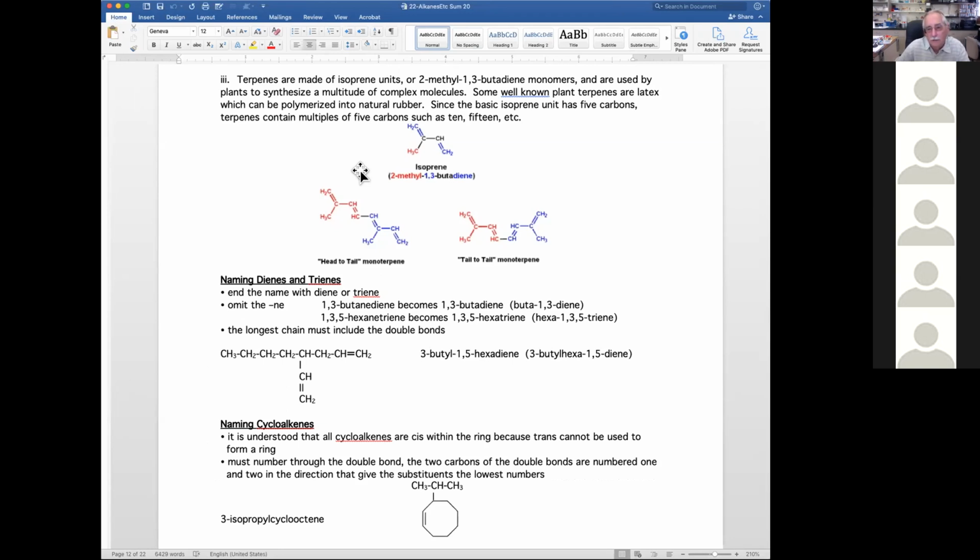But anyway, these things can be joined together, either head to tail or tail to tail. So you can have all kinds of different molecules built from this one basic unit. But every terpene will have 1, 2, 3, 4, 5 units as the carbon, so it will have 10 carbons or 15 or 20. It would never have 21. Okay?